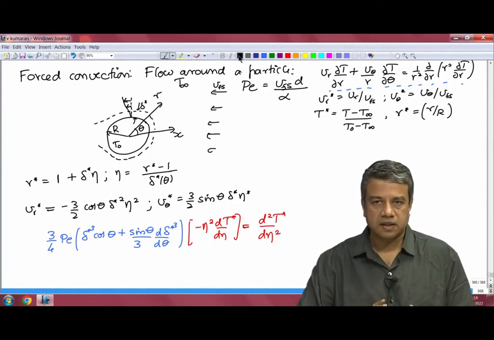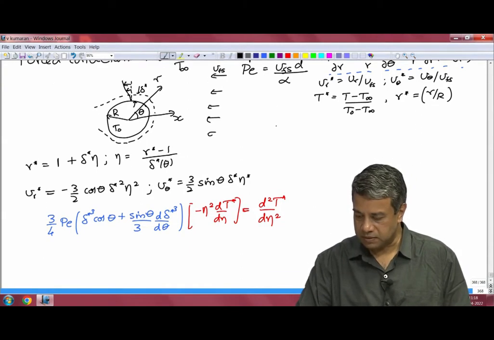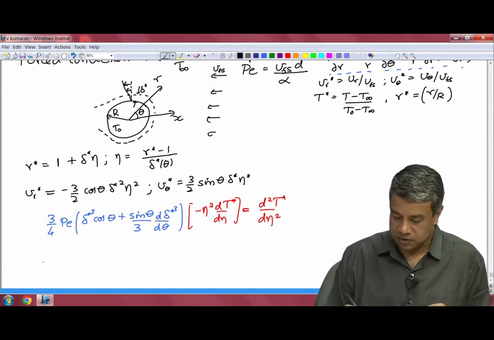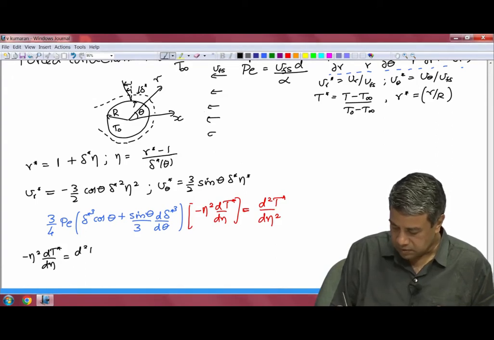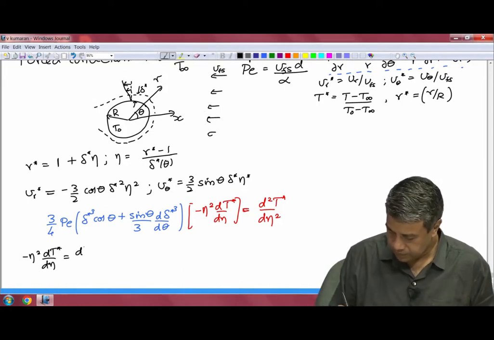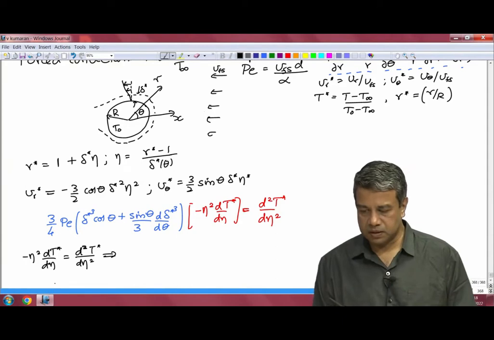A similarity solution can be obtained only if the term in blue is a constant, and that constant can be set equal to 1 without loss of generality. And if we set that constant equal to 1, the equation for the temperature in terms of eta just becomes minus eta square dT star by d eta is equal to d square T star by d eta square, and that can be solved with the boundary conditions.